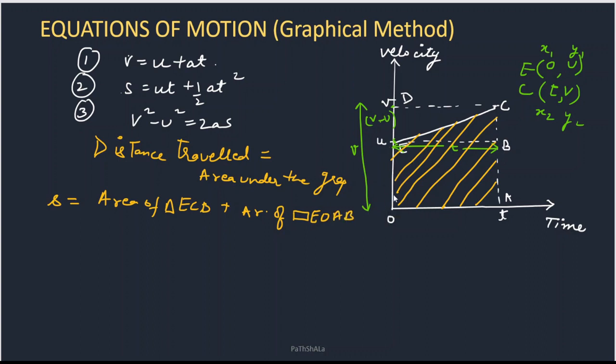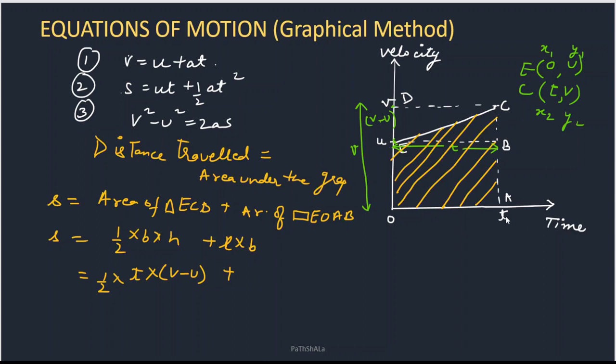If you see, OECA is actually a trapezium, or you can simply divide it into two parts, which is a triangle and a rectangle, whichever you find easy. So S is equal to area of triangle, half into base into height, plus length into breadth, which is the area of rectangle. Now half, what is the base? Base of this triangle is EB. EB is T, so instead of base, I can write T. And height is just CB, which is equal to this distance, V minus U. Plus length into breadth.